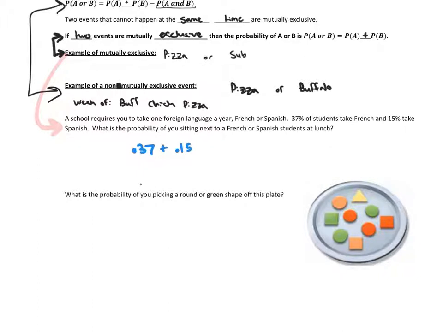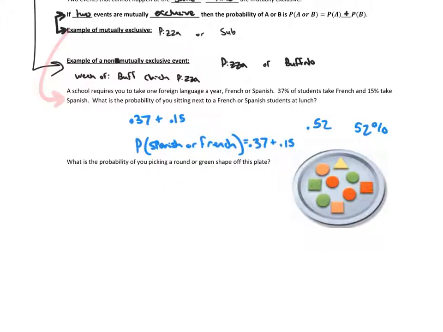So the probability of someone taking Spanish or French is simply adding those together. When we do that, we would get an answer of 0.52, which is 52%. So those are much easier. Mutually exclusive are much easier because all we have to do is add the 2 percentages together.